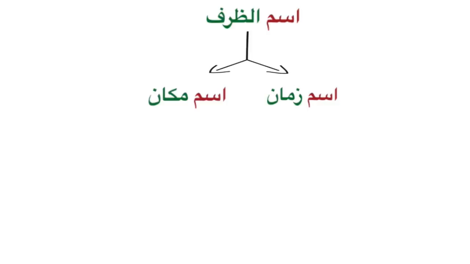So we go to ism zarf, which is called an adverb. We know ism zarf has two types: ism zaman and ism makan, so adverb of time and adverb of place. Both of them have the same pattern, and the most common pattern we use is maf'alun for a three-letter fa'al. But there are certain exceptions where we have maf'ilun.